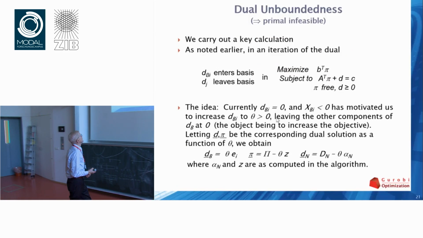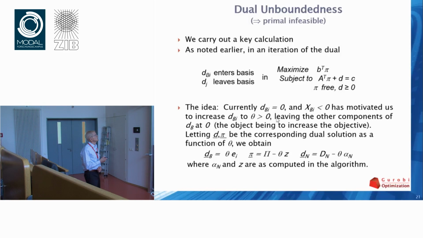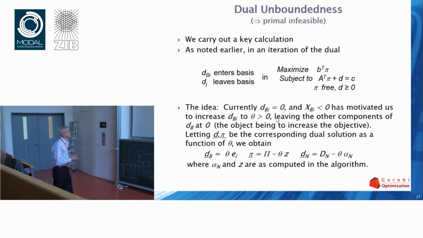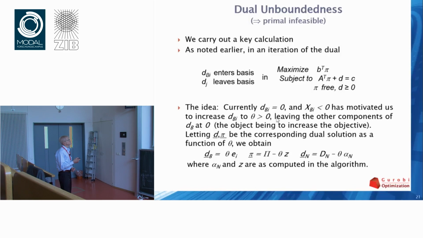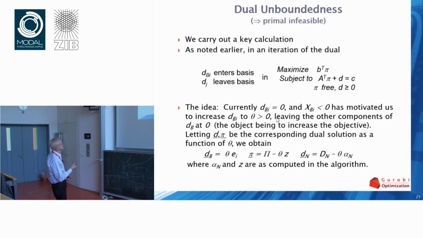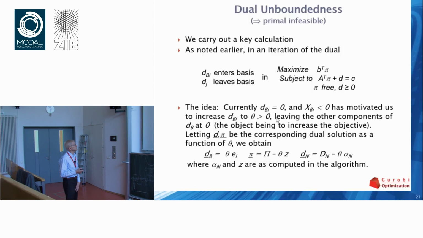Okay, so let's talk about dual unboundedness. I'm going to do a useful calculation. Here's a summary of where we are. This is the dual problem with the slacks added to it, those Ds. We imagine we've selected an entering variable, one of these DBIs, and we've selected a leaving variable that's leaving the basis relative to the dual representation.